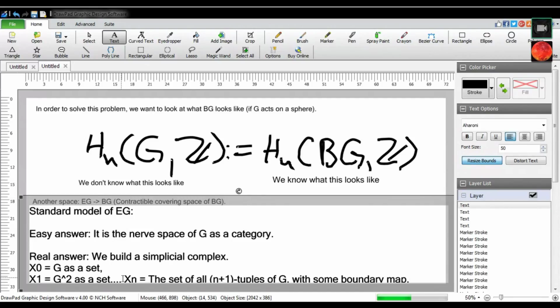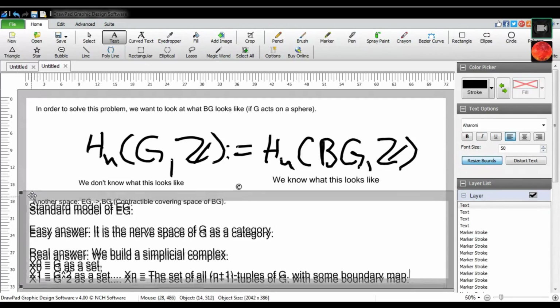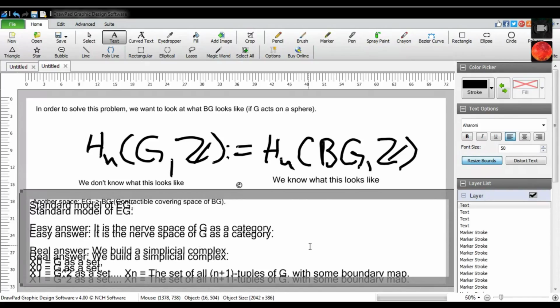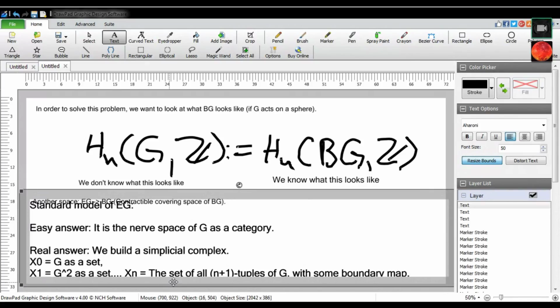I'm not going to define this boundary map because it's hard to write down. But I'm just going to say that this is basically just the simplex with G elements. So if G is a group with 8 elements, then this is just a simplex with 8 vertices. And if this is an infinite set, this is still kind of an infinite analog of a simplex. But the important thing is that this is still contractible.